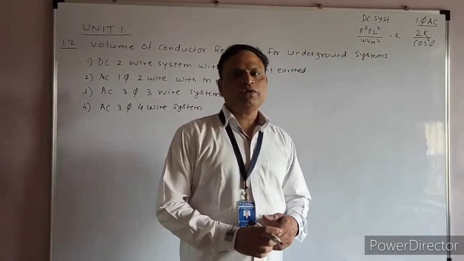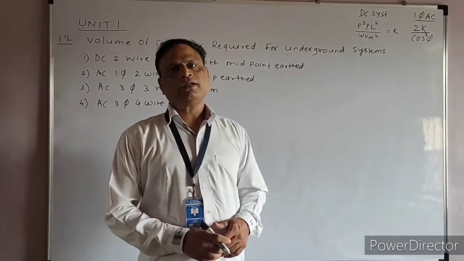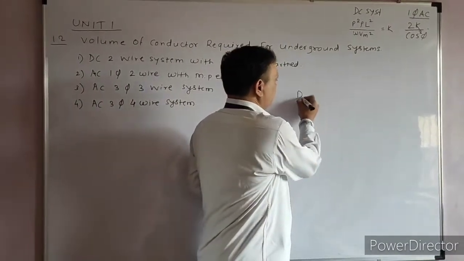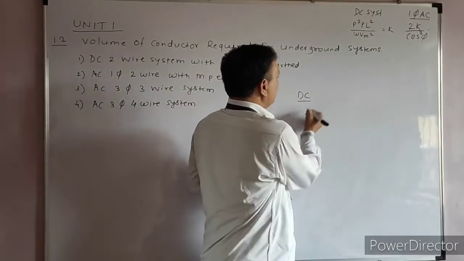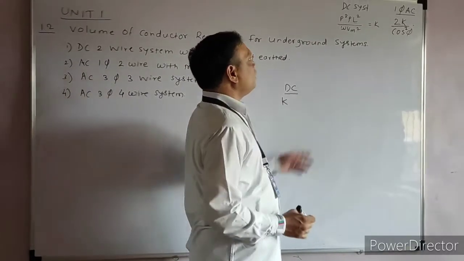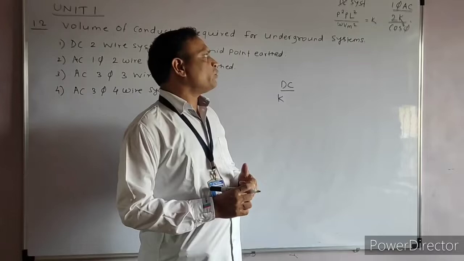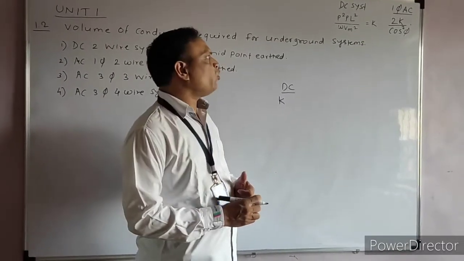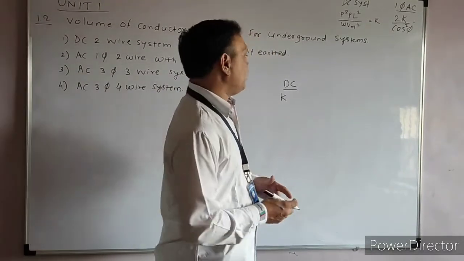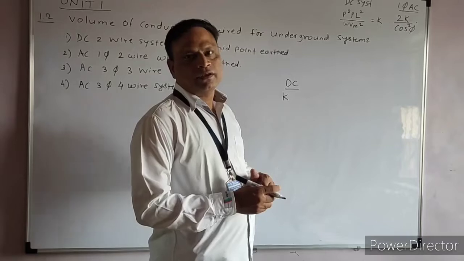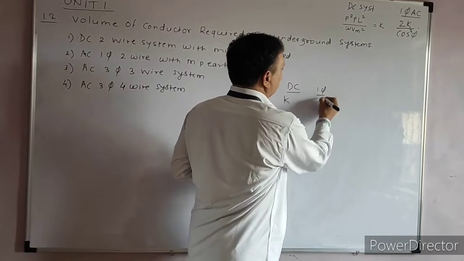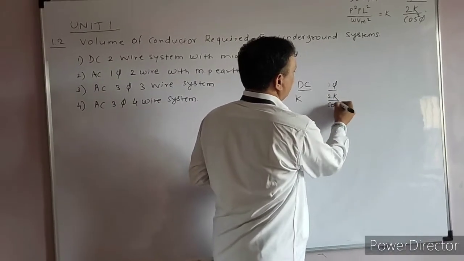So in previous cases we have seen the volume of conductor that is required for overhead systems. For the DC system with midpoint earth we have seen that the required volume was K, which was equal to P square rho L square upon W Vm square. We know what the nomenclature is for each of P, W, Vm and so on. So for DC with midpoint earth it was K. For AC with single phase midpoint earth it was 2K upon cos square phi.